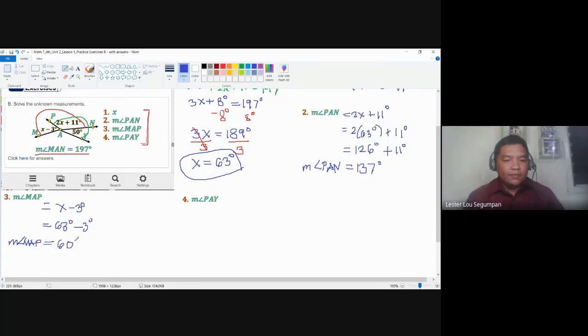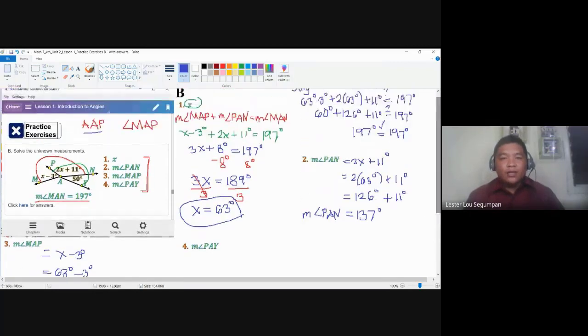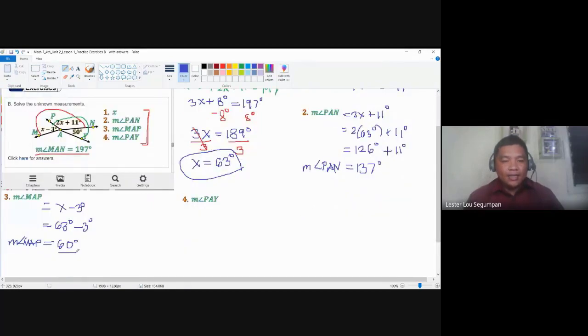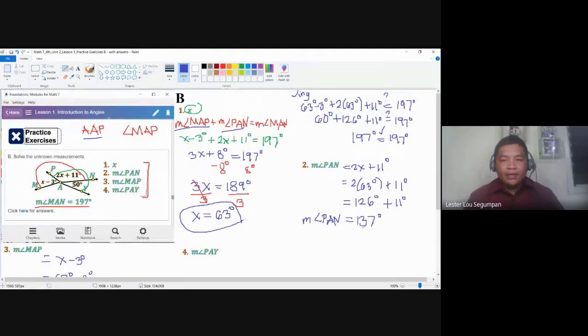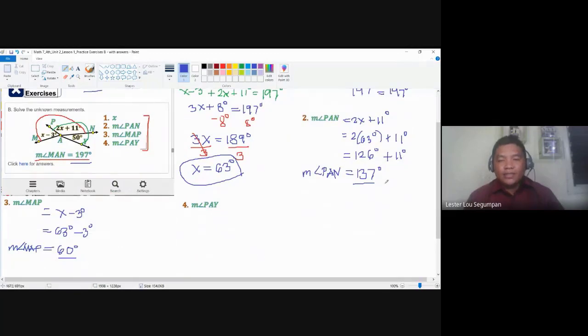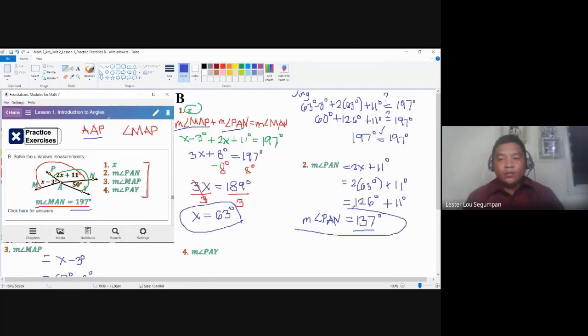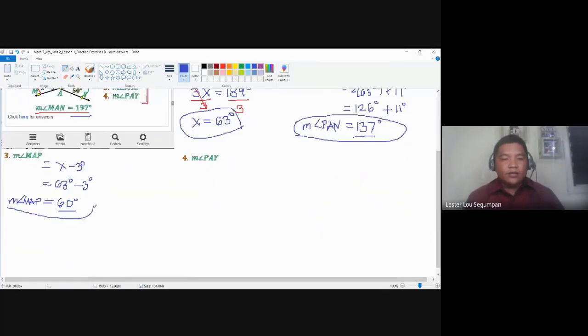Another way to convince you whether our answers are correct or not is to go back to item number one, MAP, which is 60 plus PAN, 137, is equal to MAN, 197. 60 plus 137 degrees is 197 degrees. This is the result of our checking earlier. We are now sure that these two are correct.